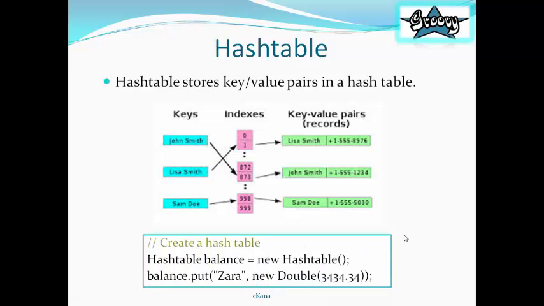And this is how you create a hash table. This is the syntax. The Hashtable keyword, then we have the variable equals new Hashtable, and then we put the values in the hash table. Hash tables are synchronized always. In this case, Zara is the key and the new double is the value of the key.